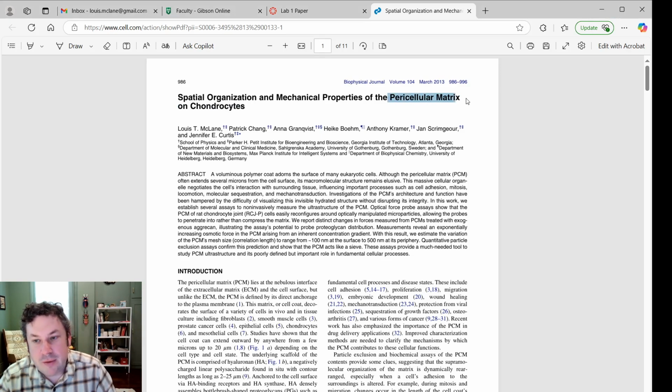The paracellular matrix is basically a matrix, like a polymer network that exists on the outside of cells. So basically we were studying the mechanical properties of a polymer network that exists on cells. Chondrocytes are just the type of cell we use. Those are cartilage cells. They have big ones.